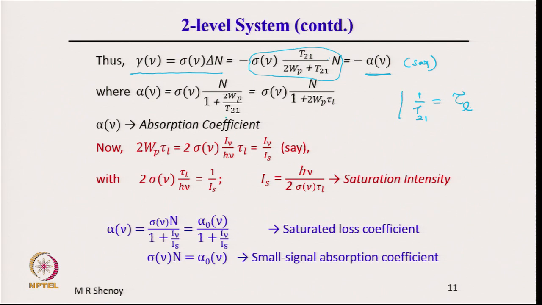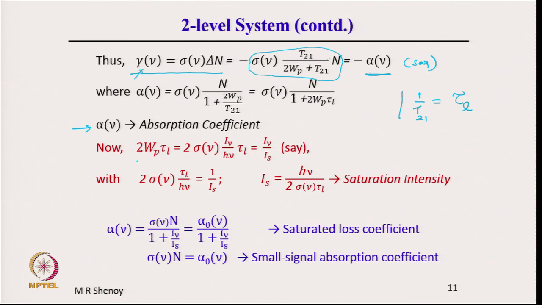Therefore, we write alpha of nu is equal to sigma of nu, the cross section, into N, the total number of atoms, divided by 1 plus Wp, the pumping rate per atom, into tau L, where alpha nu is called the absorption coefficient. So, gamma nu is minus alpha nu, where gamma nu is the gain coefficient. Therefore, alpha nu, if it is positive, represents the absorption coefficient of a 2 level atomic system.